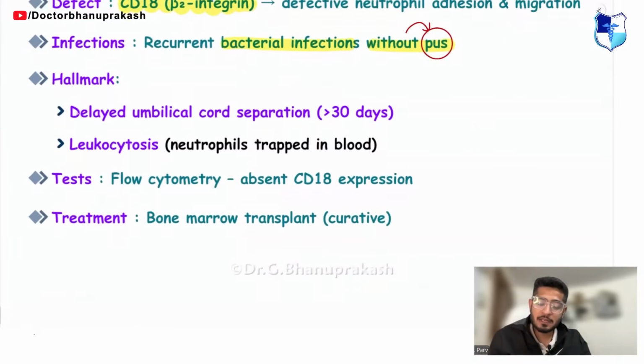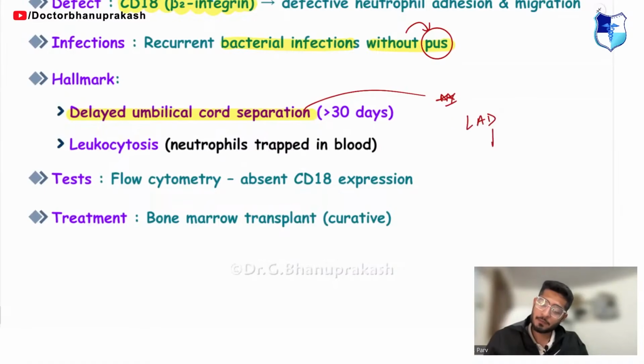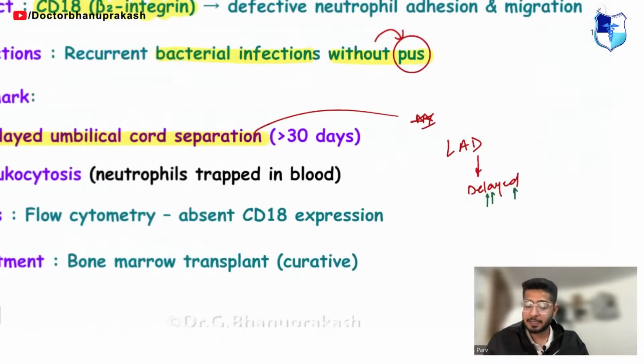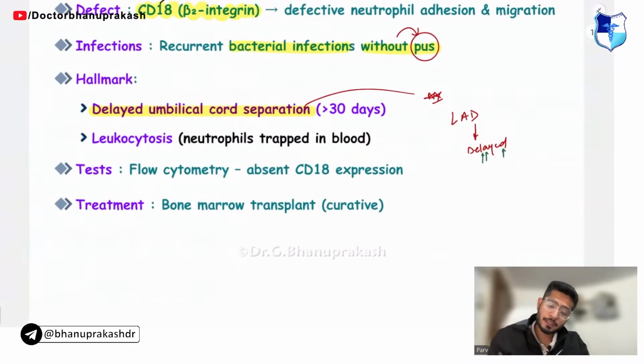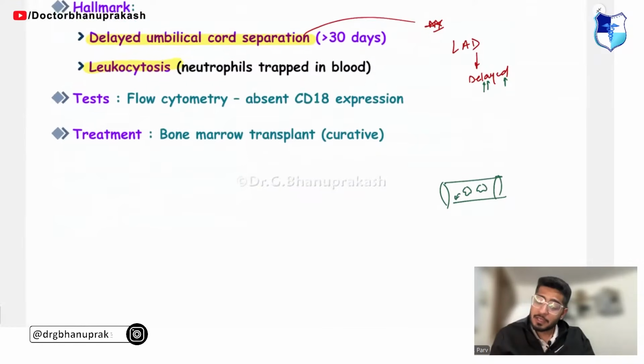The hint given is delayed umbilical cord separation. This is extremely important for your leukocyte adhesion defect. Remember this is going to be delayed. There will be leukocytosis: the amount of WBCs is going to increase in the blood vessels. Why? Because they are not getting adhered, so that's why there are very high counts.